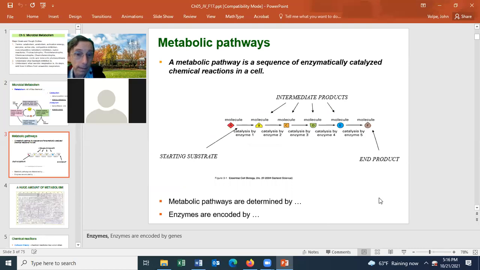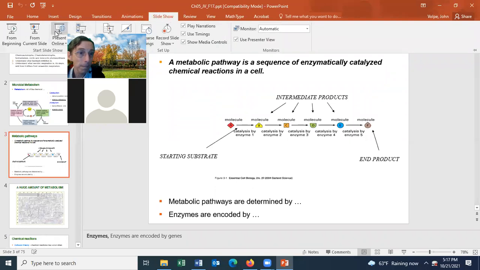You can link metabolic reactions together so that molecule A can be converted into molecule B, converted into molecule C, converted into molecule D, converted into molecule E, converted into molecule F. When you link them together, we call that a metabolic pathway. It's a sequence of enzymatically catalyzed chemical reactions in a cell. Let me blow this up.